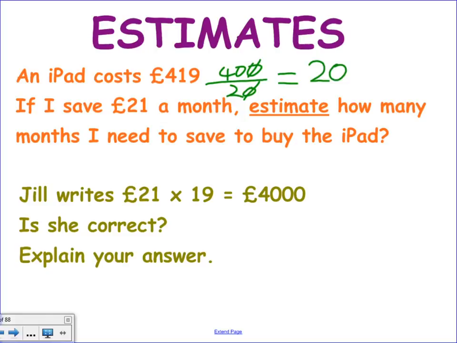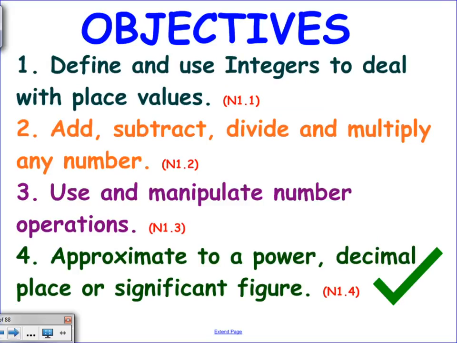Second one then. Jill writes 21 times 19 equals 4,000. Is she correct? So we're just checking her answer, like I hope you will start doing with your estimates with your homework. So 21, what should we call that? Times. So when we do the maths now, and we've got a technique for dealing with these zeros, get rid of the zeros. 2 times 2 is, stick the zeros back. She's wrong. Okay? And that, ladies and gentlemen, is, in 2.5 hours, lesson number 1.